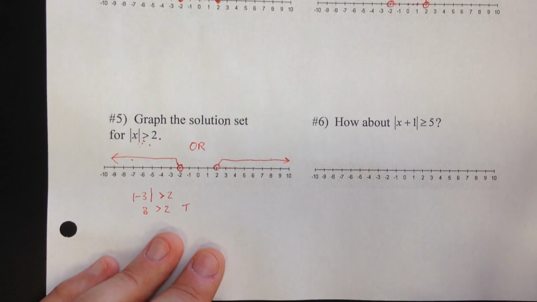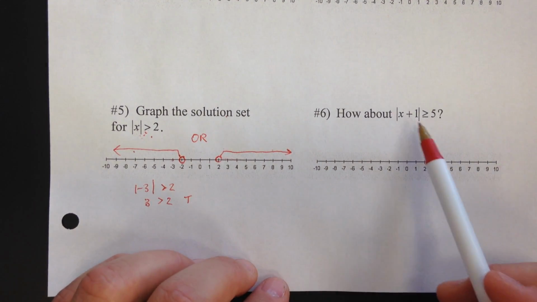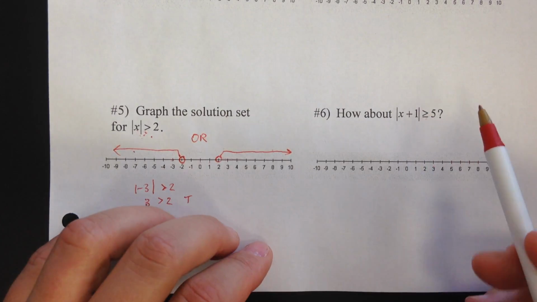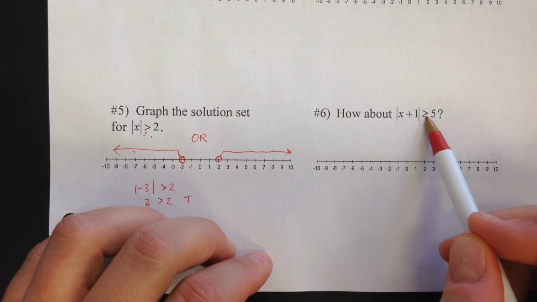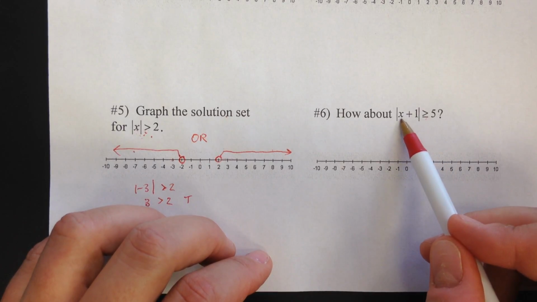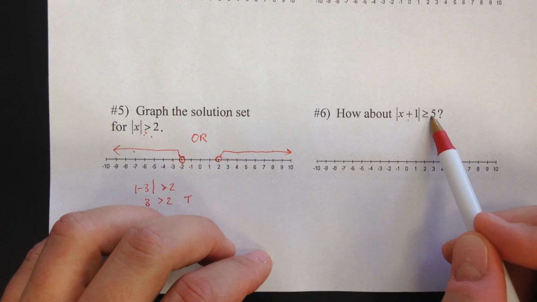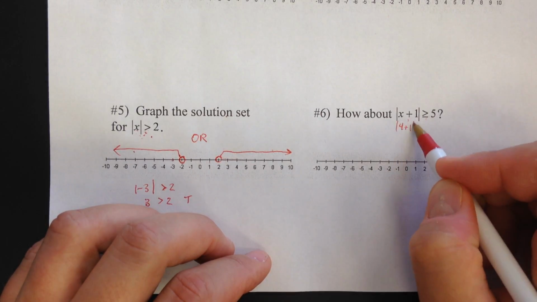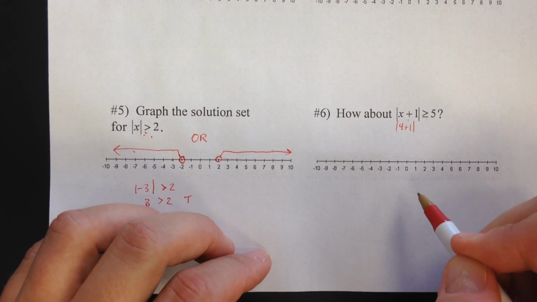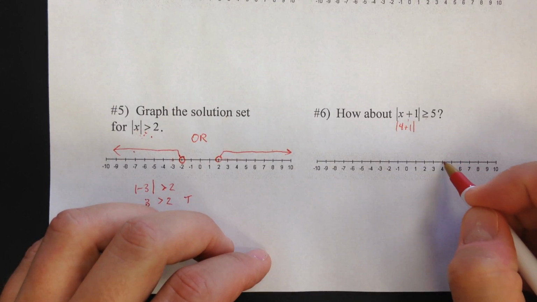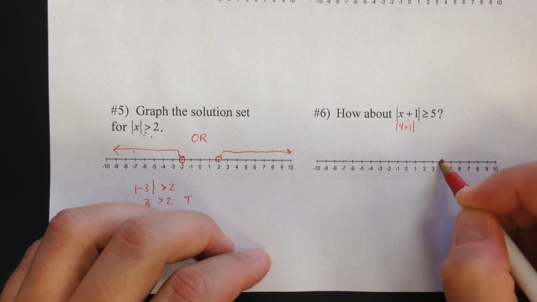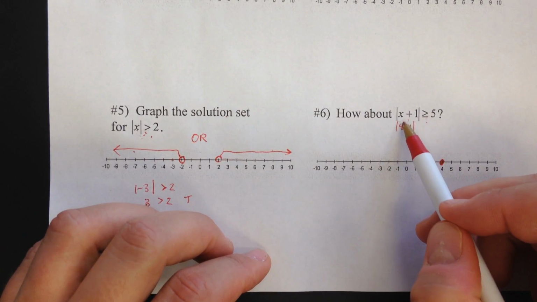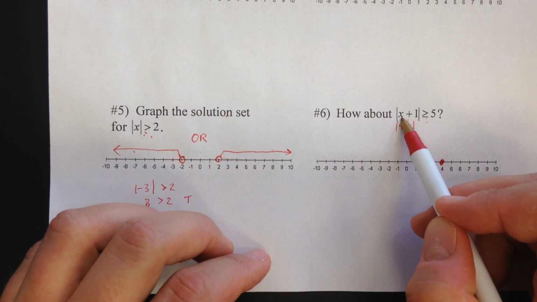How about absolute value of x plus 1 greater than or equal to 5? Now, in your mind, think of this as an equation, okay? What values would make this equal to 5? If I put a 4, if I say 4 plus 1, absolute value, that's going to be equal to 5. So I'm going to put a circle at 4, and I'm going to close it because it's greater than or equal to. Now, let's see, what else can I put in there?